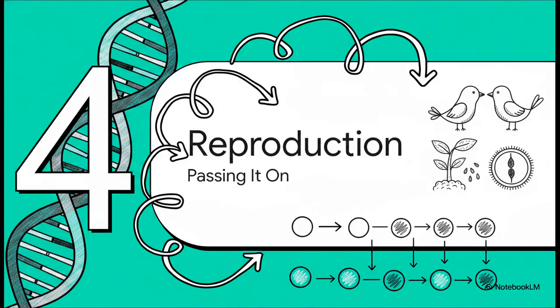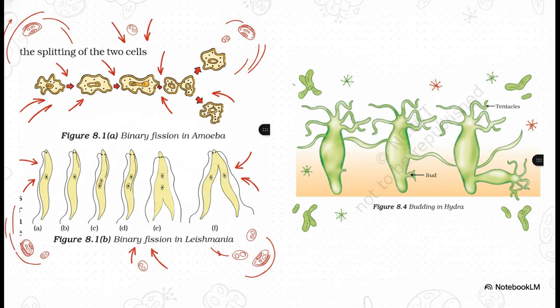Section 4. Passing it on, reproduction. Let's shift gears and dive into how these categorized organisms actually ensure the survival of their species. Because, let's face it, evolution relies entirely on organisms passing their traits down. Here we see asexual reproduction in action. It's a highly efficient process because it only requires a single parent.